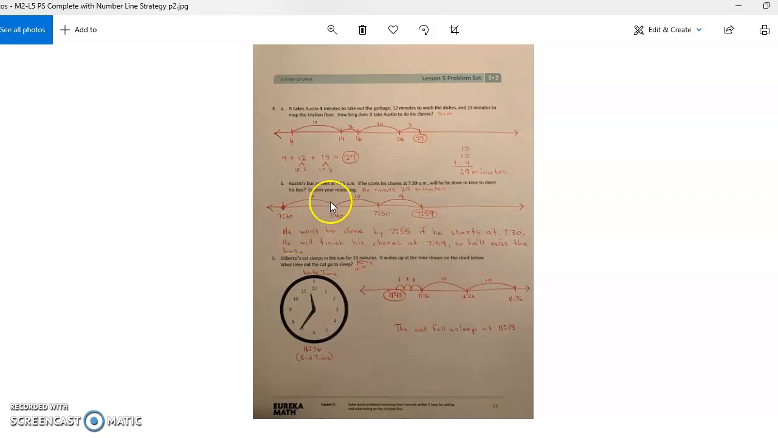So in my reasoning, in my explanation, because it asked me to explain, he won't be done by 7:55 if he starts at 7:30. He will finish his chores at 7:59. So he'll miss the bus.